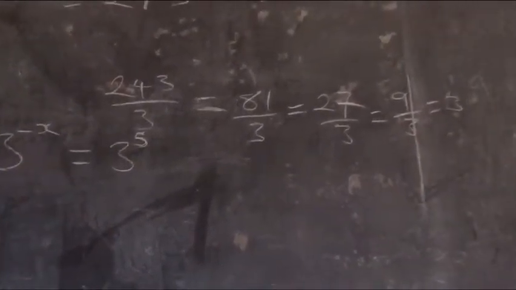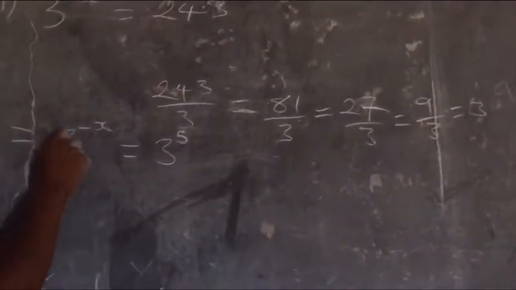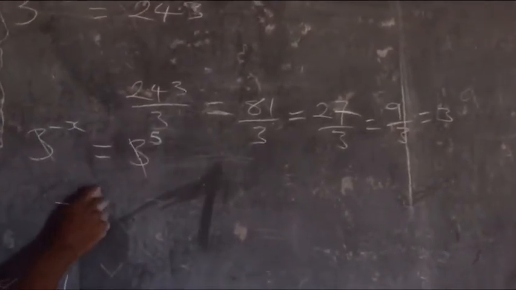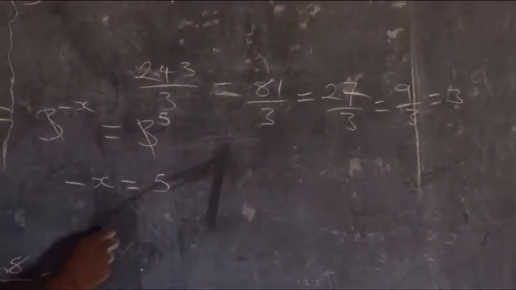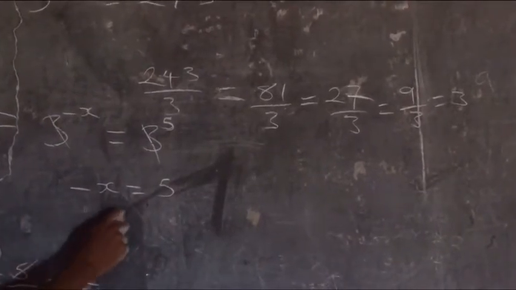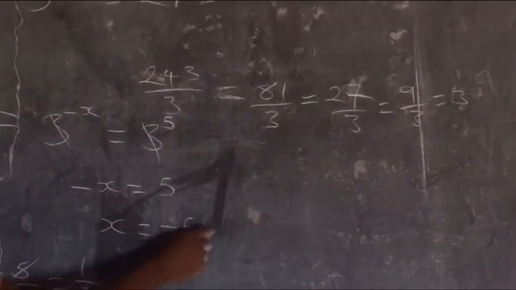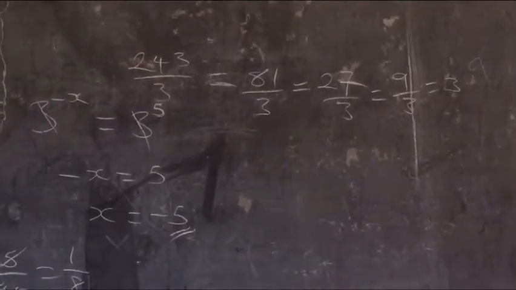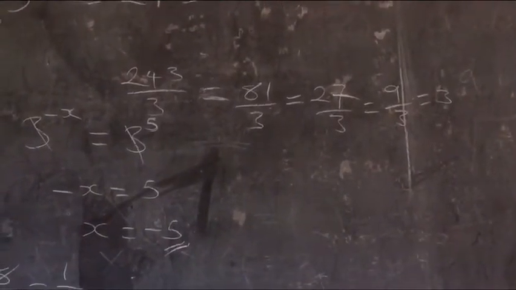Then it follows that this one will cancel this one. We have minus x is equal to 5. So multiply both sides by negative sign. So I will get x is minus 5. That's my answer.